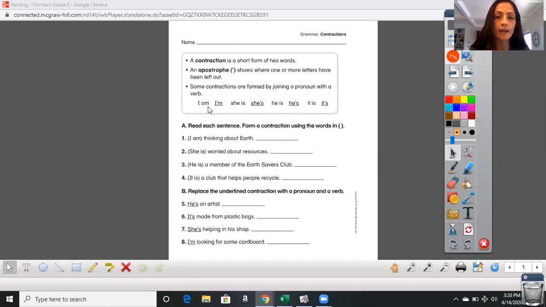If you notice in I am, we bumped out the A and we put in the apostrophe. She is, we bumped out the I, we put them together and put in that apostrophe. He is, see, we got rid of that I and we put in the apostrophe. So the apostrophe is sort of the holding place where those letter or letters would have been. It is, bumping out that I, squeezing those words together, and in the place of that I, we put an apostrophe. So say that word aloud, apostrophe, apostrophe. And that's that word for the little comma in the sky that you see.